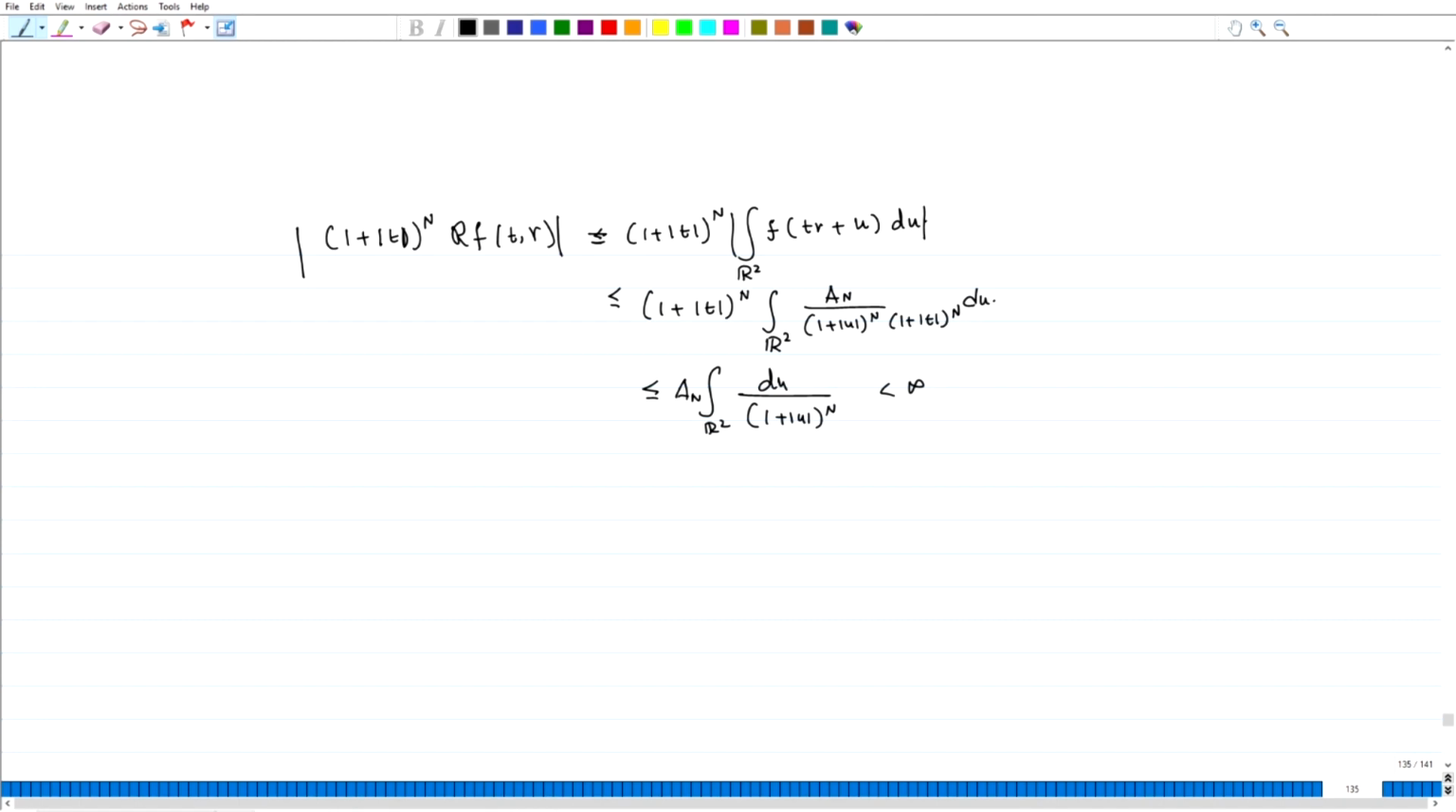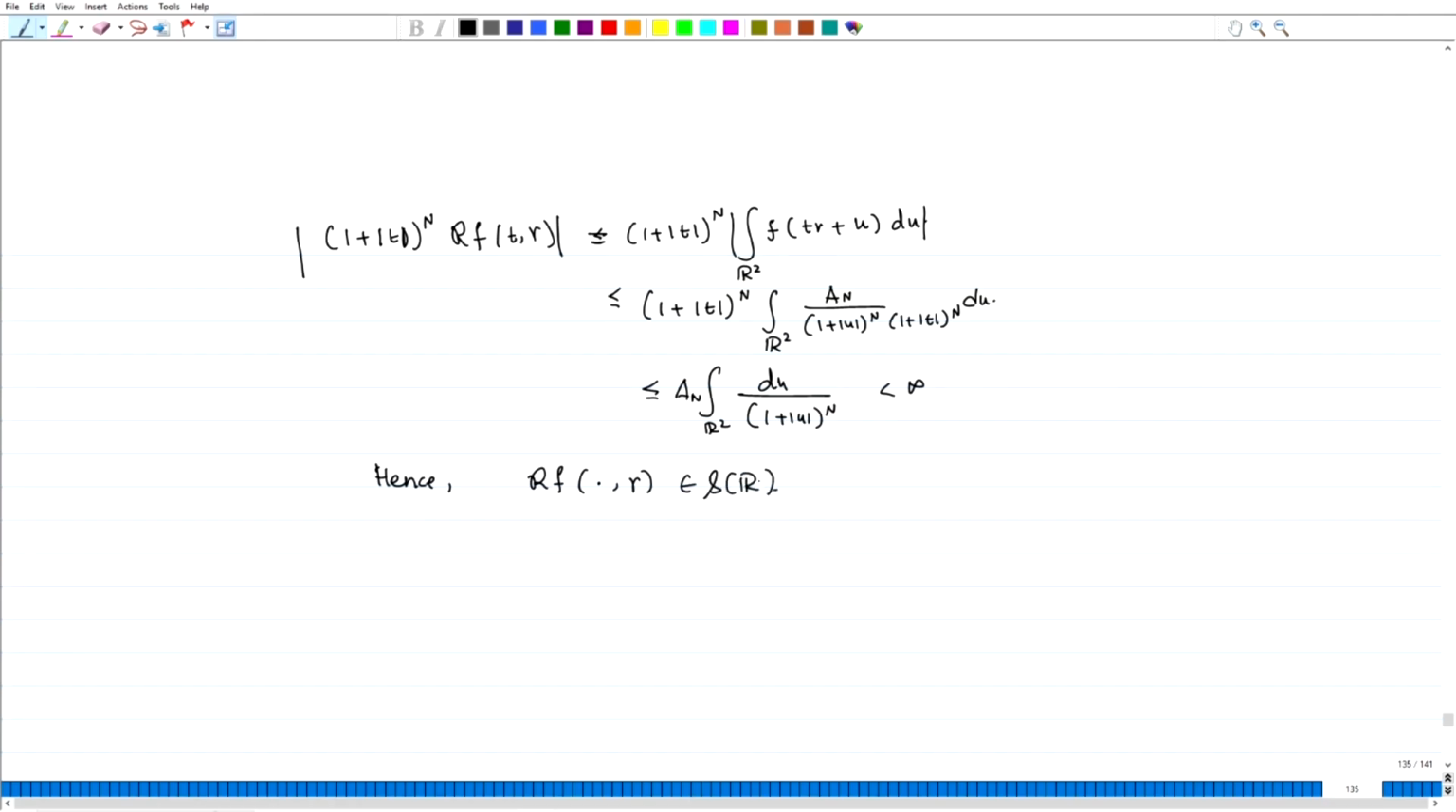Exactly the same kind of argument we can give for the derivative with respect to t. So, we can get that R f of dot comma gamma belongs to the Schwartz space of R.